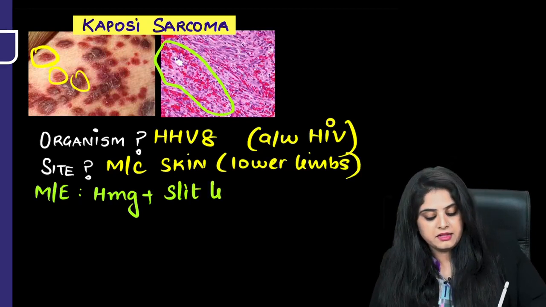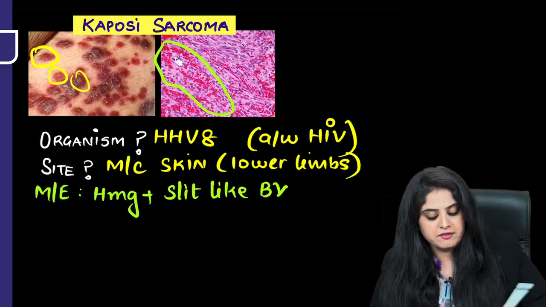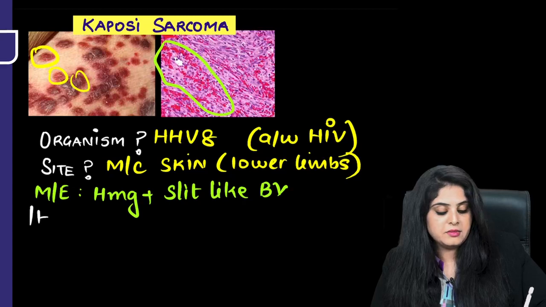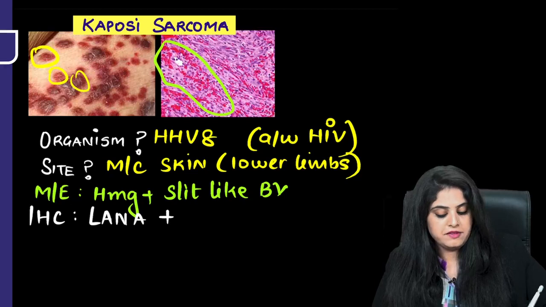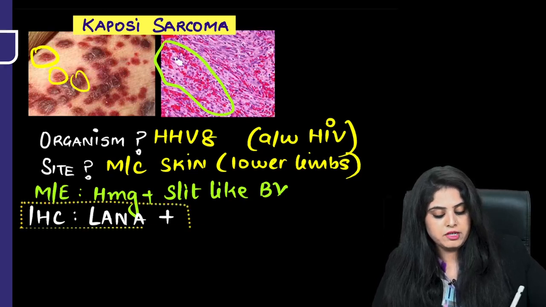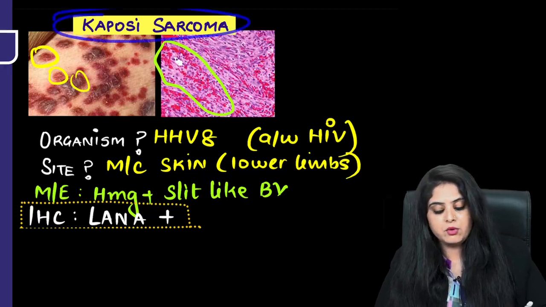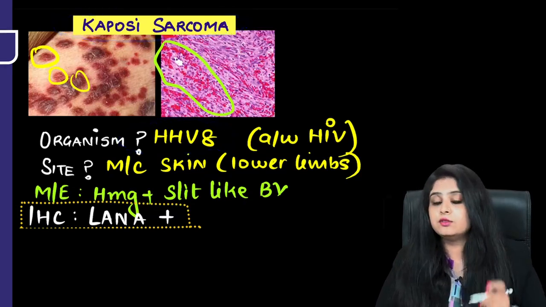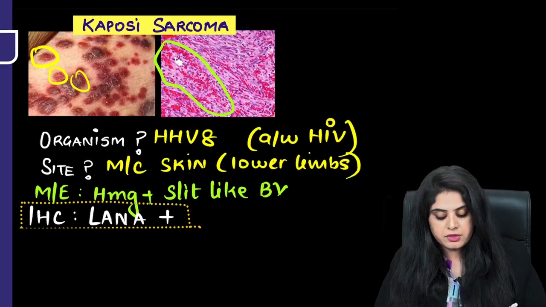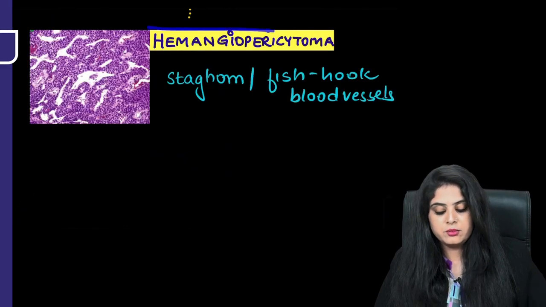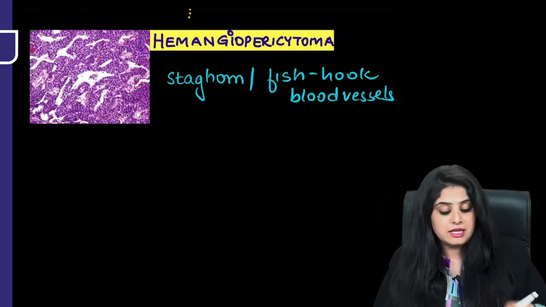There are slit-like blood vessels that I'm going to see. And if you're preparing for INI-CET, let me tell you, on immunohistochemistry, this is LANA positive. A famous expected question going forward: LANA positivity will be seen in Kaposi sarcoma. Very important, human herpes virus 8. Super important.